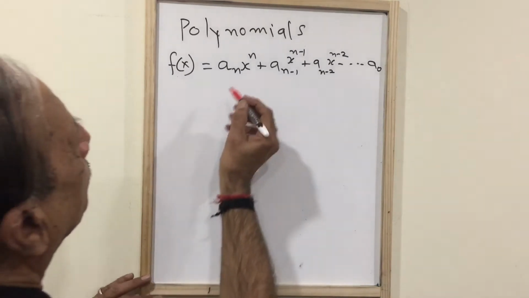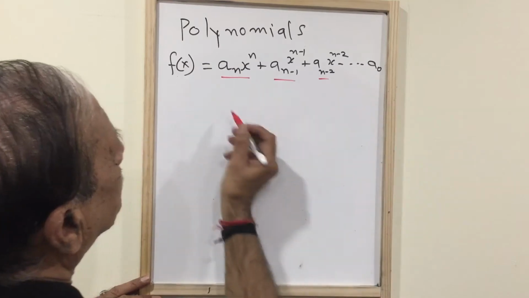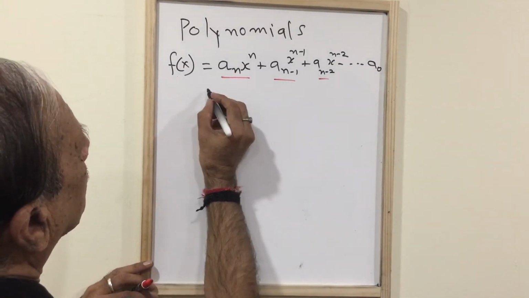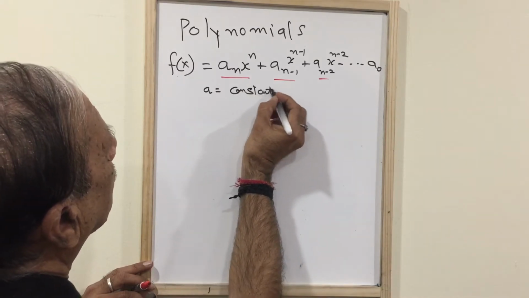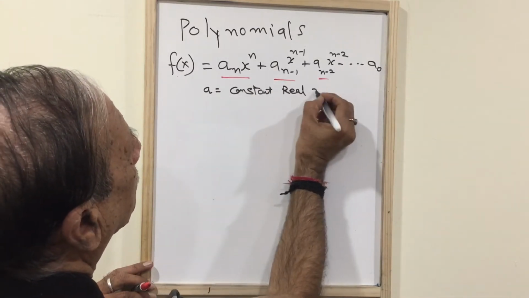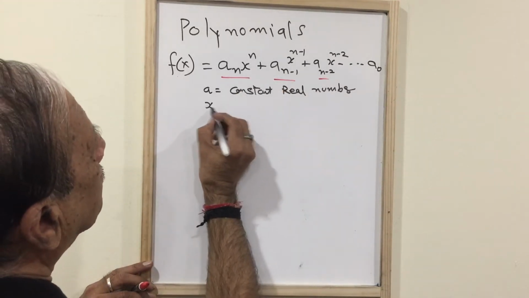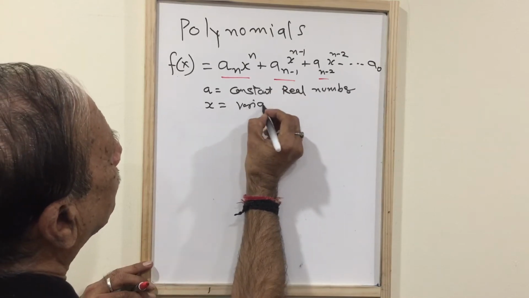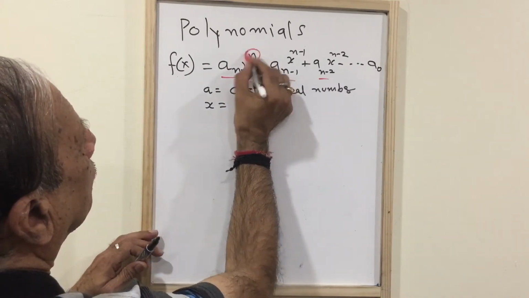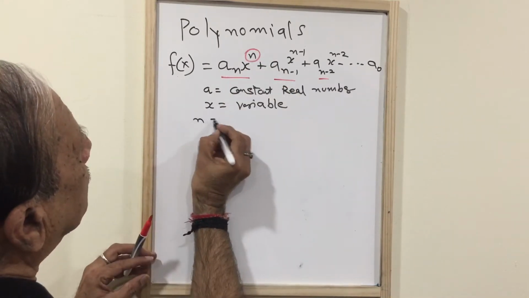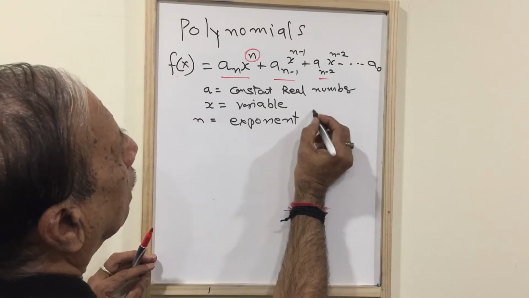So each individual is called a term over there, and in this case this a is a constant and it's a real number, and x in this case is a variable, and this n is the exponent, which we call the degree also, the degree of the variable.